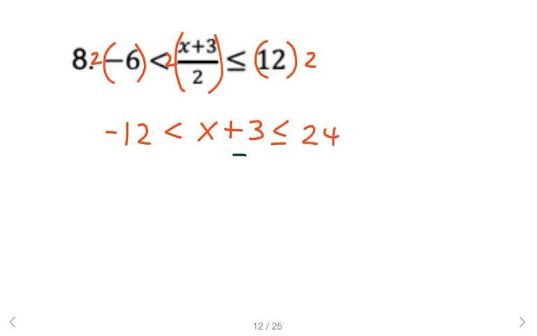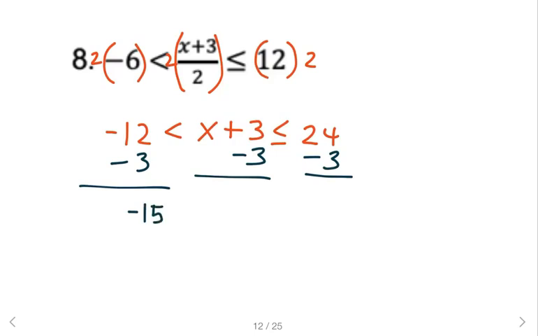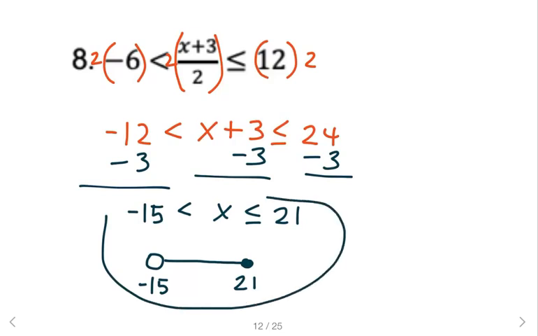To get rid of that plus 3, we'll subtract 3 from each side, both from the middle and the left side and the right side. So we get negative 15 is less than x, which is less than or equal to 21. So on a number line, we're looking at not including the negative 15, but everything to the right of that until we get to 21, and we will include the 21. So this x is already written between negative 15 and 21, not including the negative 15 because we don't have the or equal to, but including the 21.